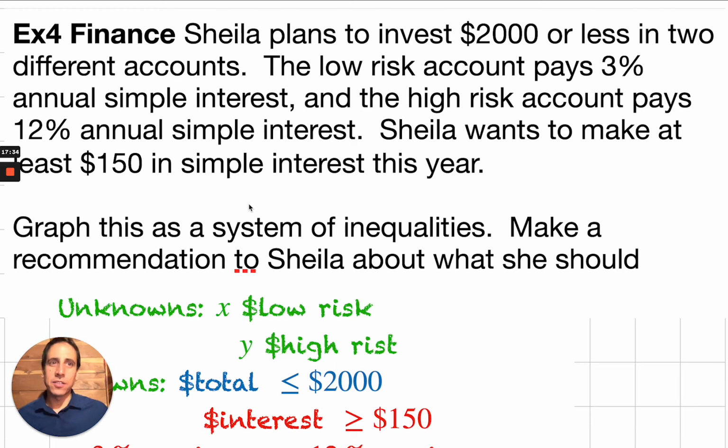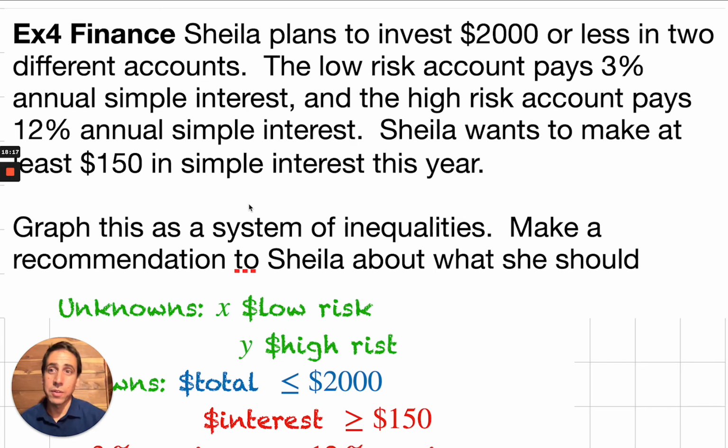The low-risk account pays 3% annual simple interest, and the high-risk account pays 12% annual simple interest. This is a very common technique in investing. It's called diversifying your portfolio. You don't want to put all your money in low risk because you're not going to get a whole lot of money, and you don't want to put all of your money in high risk because you could lose it all. So if you have a nice even portfolio, some of this and some of that, then that's kind of like a medium solution between the two. You can still get a medium amount of money and absorb a medium amount of risk if things go bad. So diversifying your portfolio. That's what she's doing.